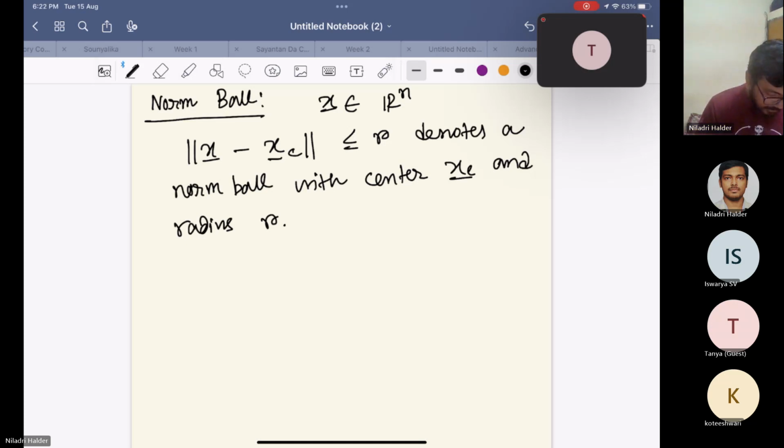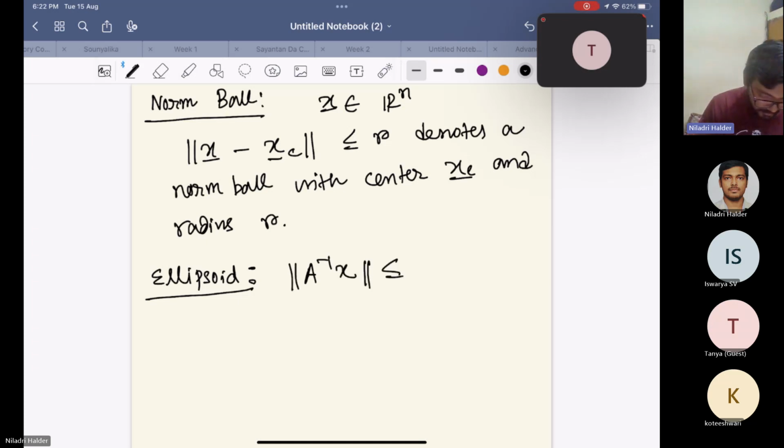The next topic is the ellipsoid. Just the definition: x is also some n-dimensional vector here. If the norm of A inverse x is less than or equal to 1, where A is a matrix and x is a vector, and this condition is satisfied, then this set of x is called an ellipsoid. The professor also told one application for the ellipsoid.